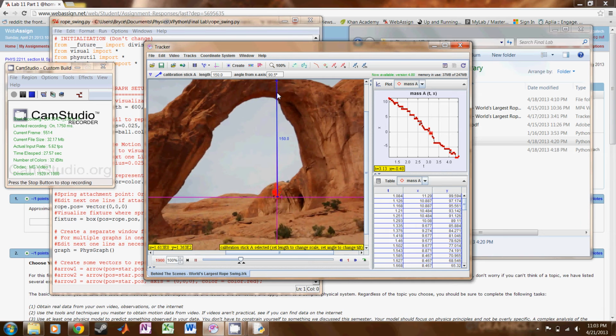We have the 150 meters that I calculated. Well, not calculated, they said the length of the rope was about 150 meters. So I went from the bottom of descent to the top of the rock and set that to 150. I'll watch that again one more time.